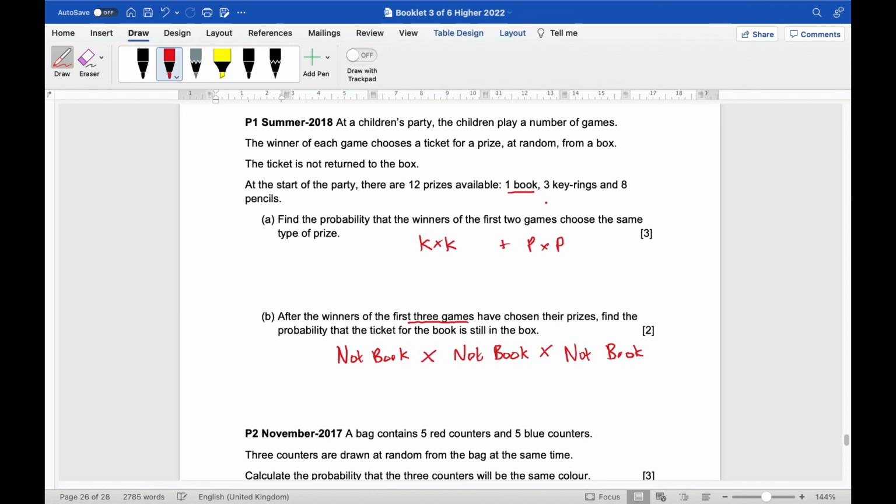Well, how many prizes are not books? 11 out of 12 to begin with. If we take something that's not a book, there's now 10 out of 11 left. And if we take something else that's not a book, there's 9 out of 10 left. And if we multiply those, that will tell us the probability that no books are taken. Therefore, the book remains after 3 goes.